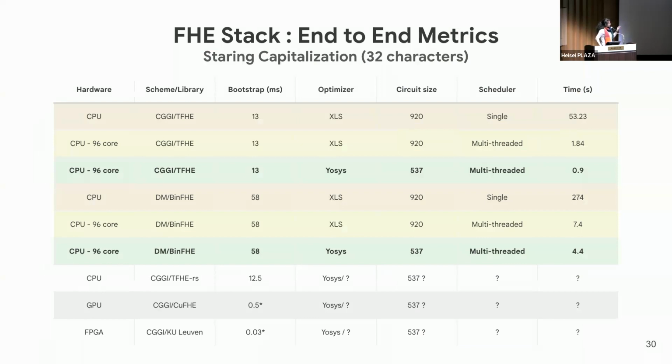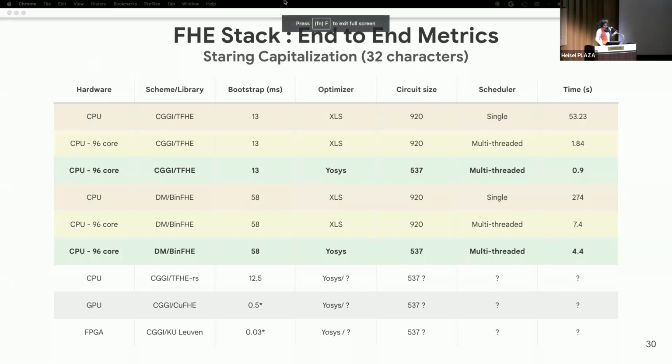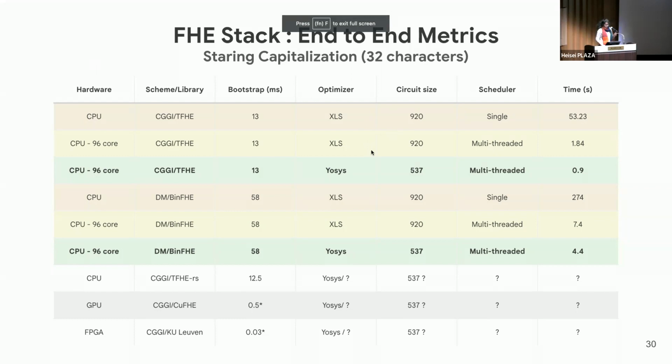End-to-end metrics. This is more of a toy problem, but it illustrates the power of having FHE stack. And all right, so what I'm trying to show here is there is bootstrap, which is 13 milliseconds for CGGI TFHE scheme. And the circuit size for this was 920 gates. In a single-threaded model, this took 53 seconds. And when you do it multi-threaded on a 96-core machine, there's already an order of magnitude speed up here. It reduced down to 1.84 seconds.